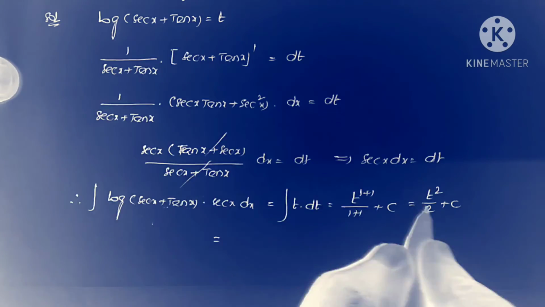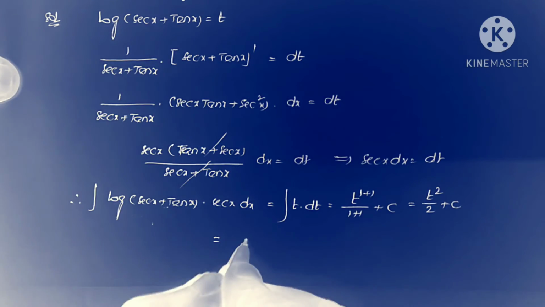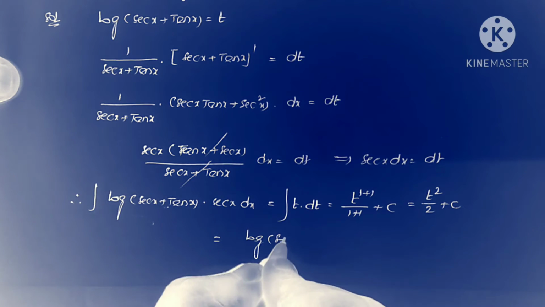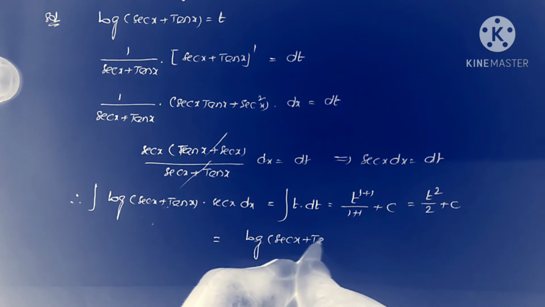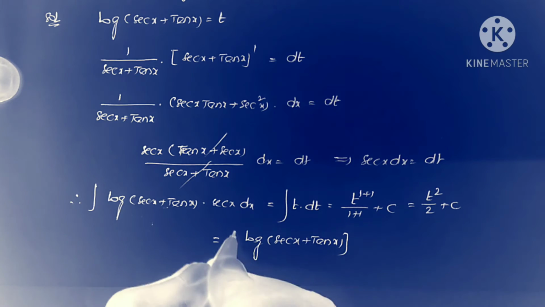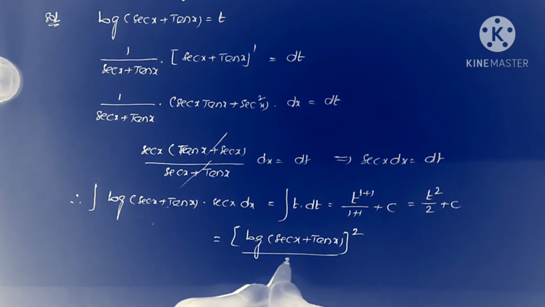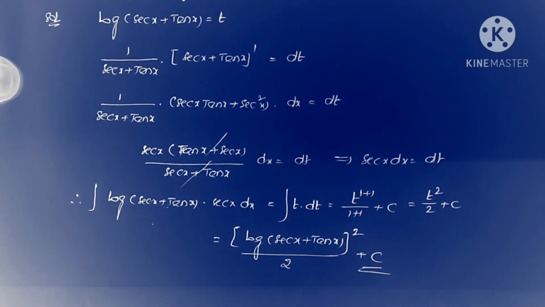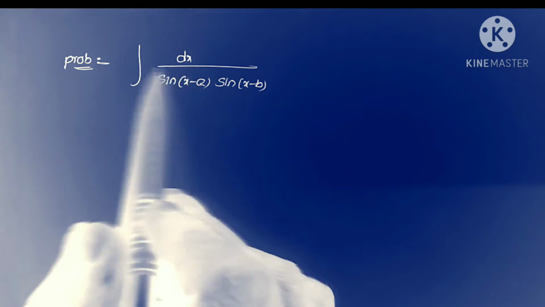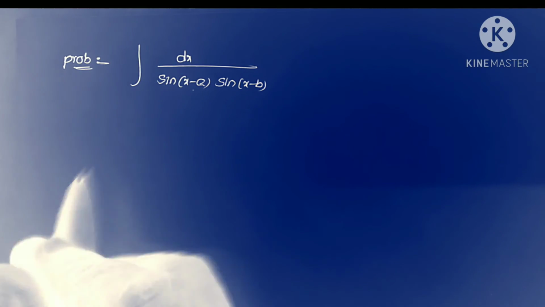Now replacing the t value. What is the t value? Log of secant x plus tan x. So the answer is log of secant x plus tan x whole square by 2 plus c. That's all. This is the answer. Next problem, integral dx by sine of x minus a into sine of x minus b.